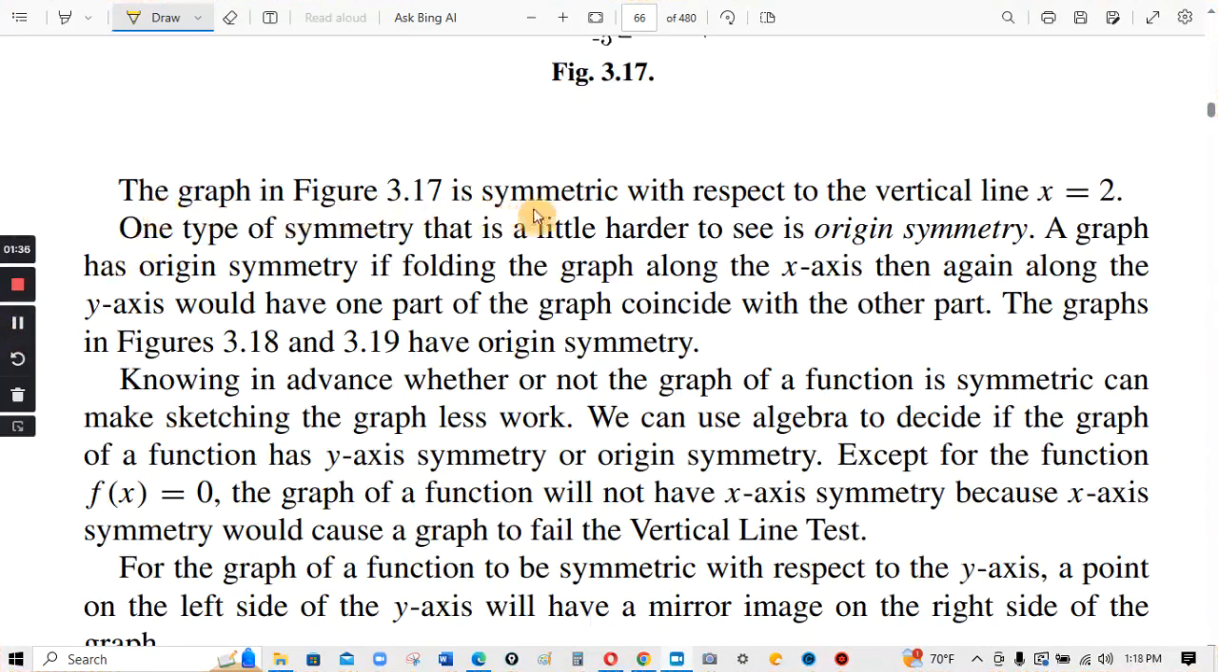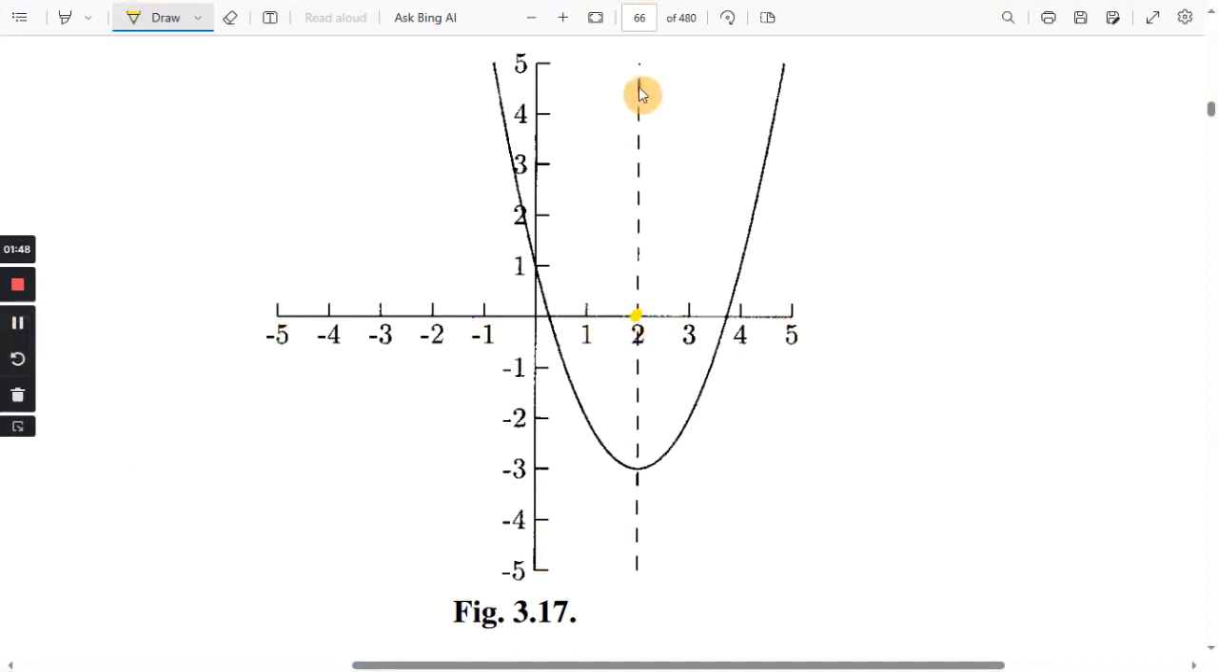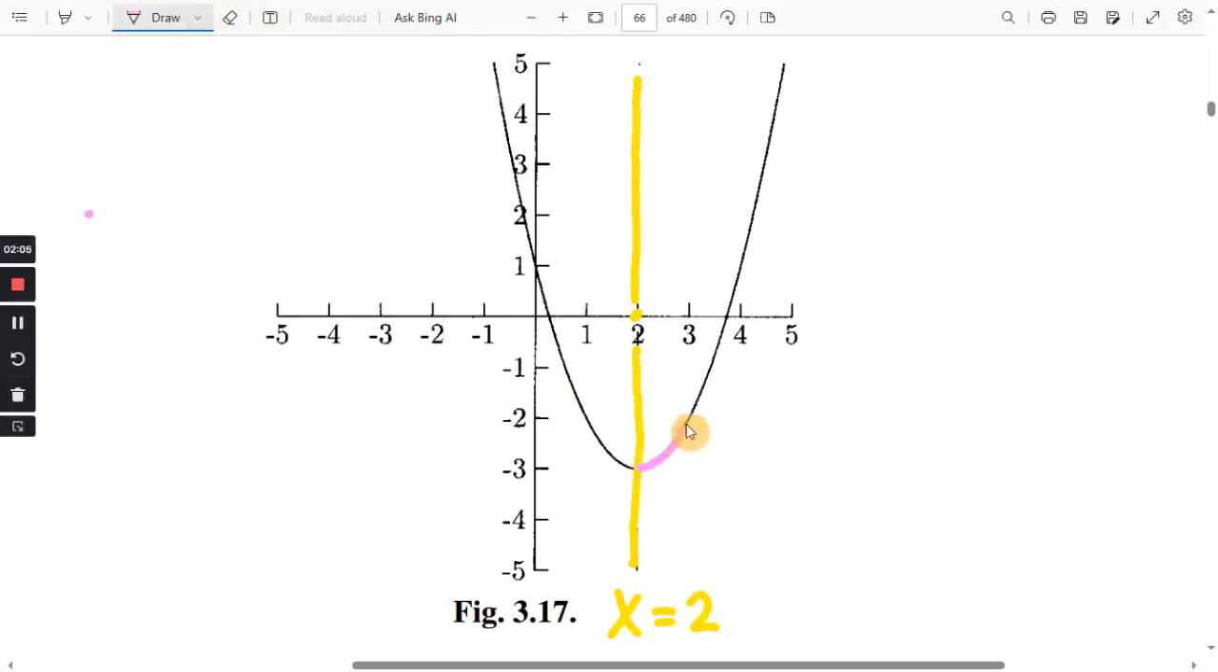The graph in figure 317 is symmetric with respect to the vertical line x equals 2. Here's figure 317. This is the x-axis. Right here is x equals 2. The line equation of x equals 2 makes this line here. Okay, that's x equals 2. And as you can see, the reflection on the right-hand side and on the left-hand side are the same. This line here acts as the mirror, so it's reflected.